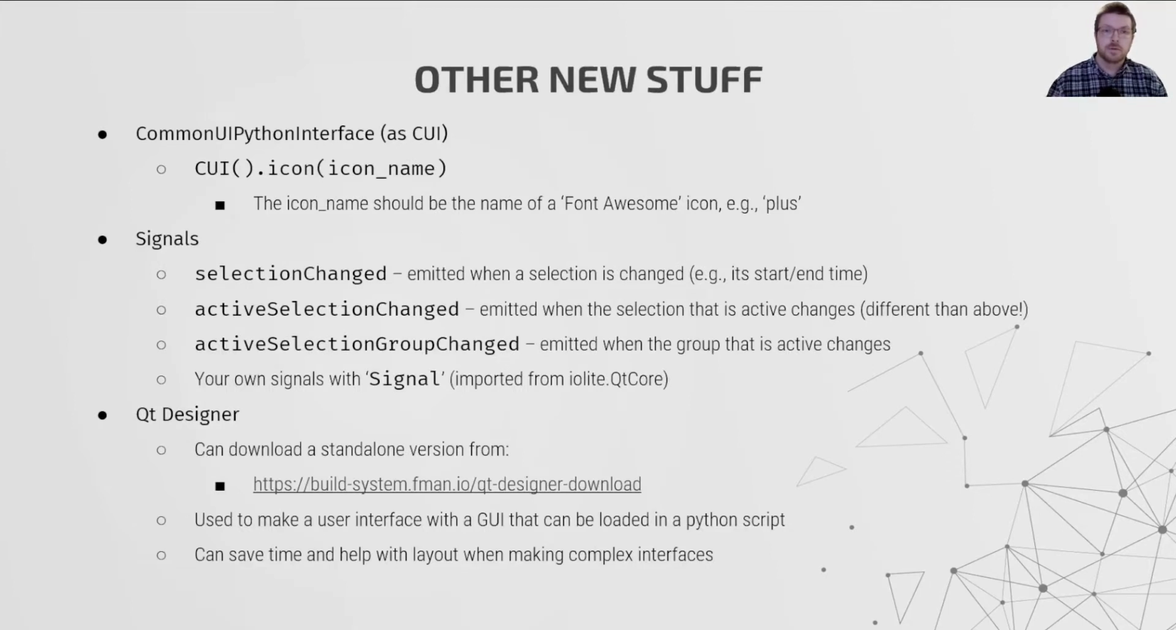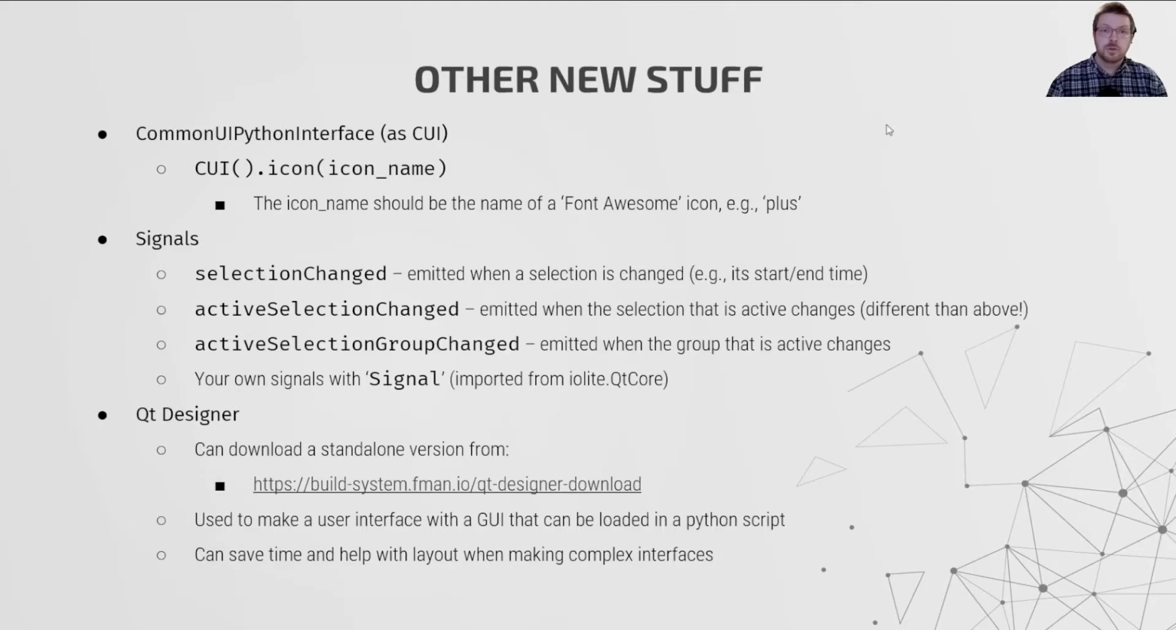There are a few other things that we're going to use in the examples today that I'll just briefly mention. We can get a standard icon by name and set it on actions or buttons and so on by using this common UI .icon function, so this one listed here. Now this icon name should be the name of a Font Awesome icon. So for example, it could be plus. I'll put a link to the Font Awesome list of icons in the documentation.